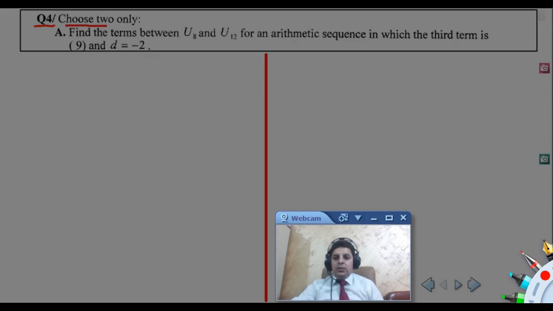Question 4, choose only part A: find the terms between U8, 8 terms, and U12, 12 terms, for an arithmetic sequence in which the third term is 8 and D equals -2. D, that is the common difference, الأساس. Look at, that is a question from your book.